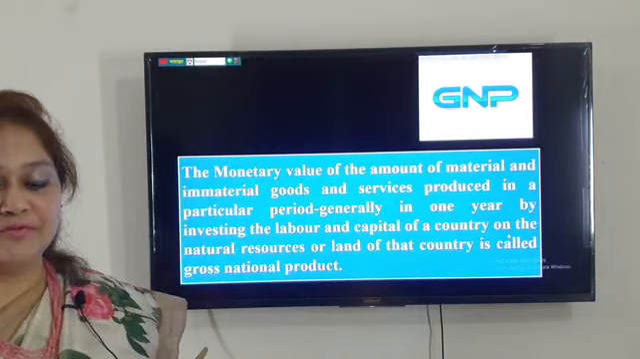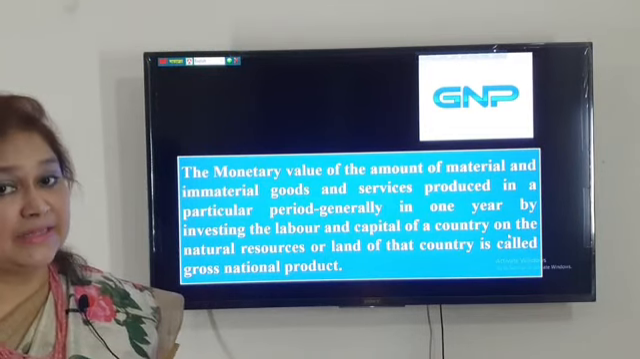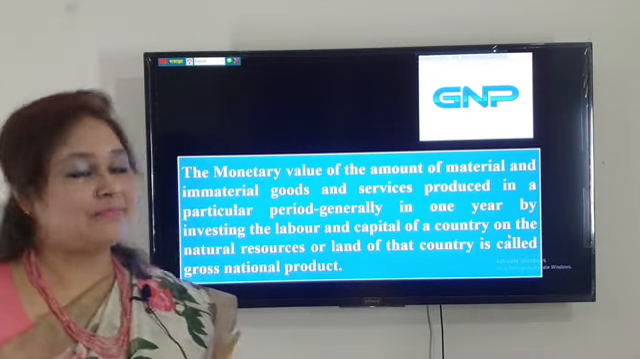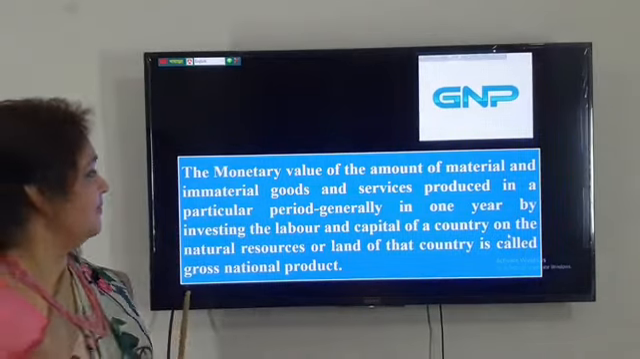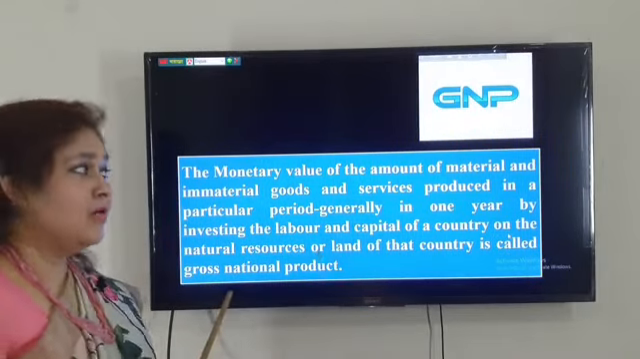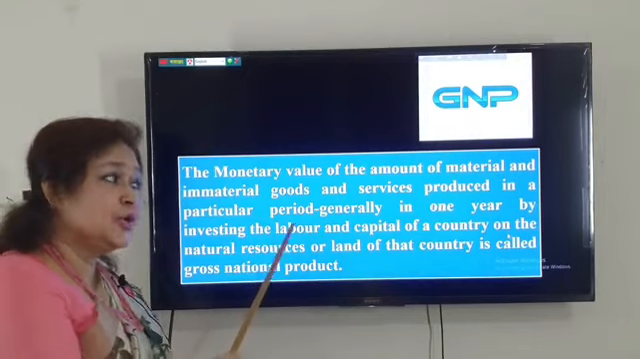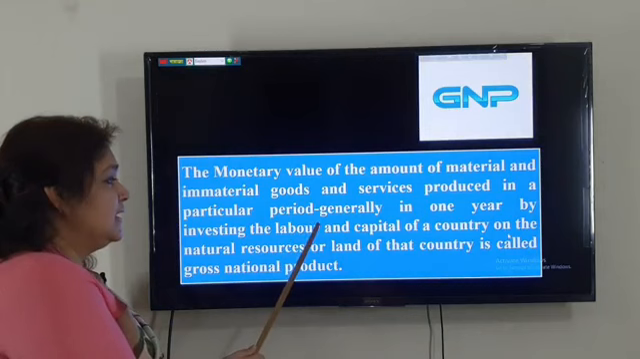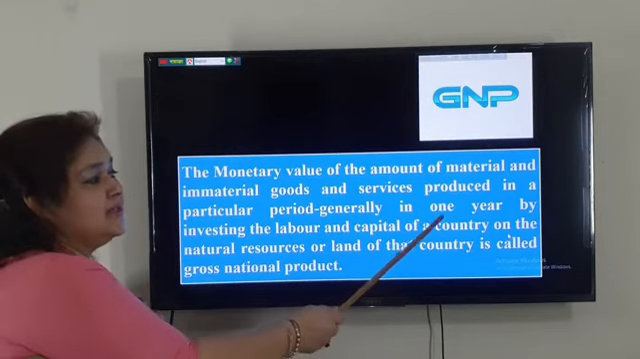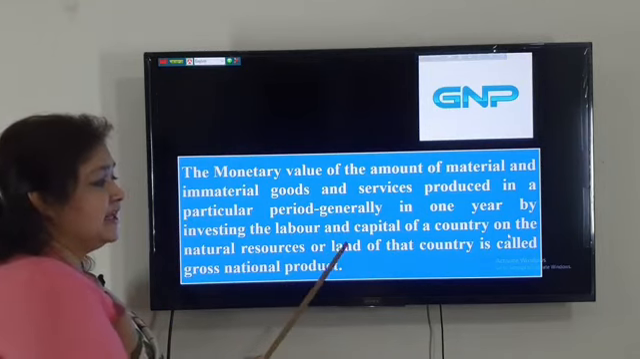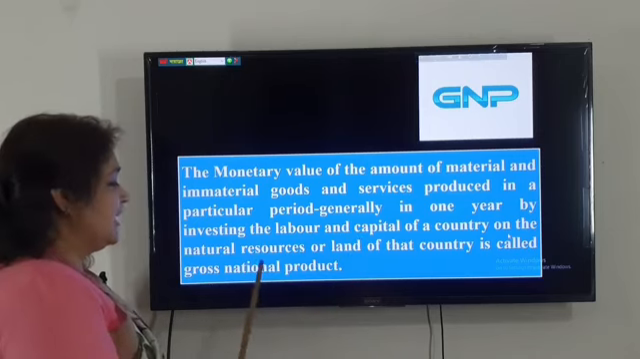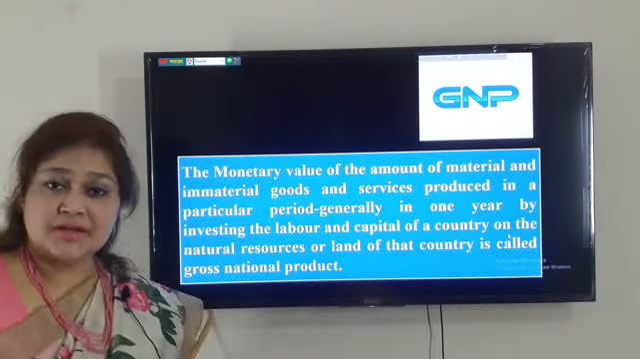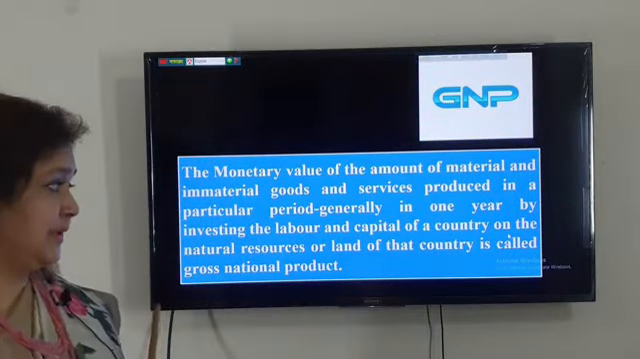Now, the definition of GNP. What is GNP? I think you know the definition. Okay, follow the screen. The monetary value of the amount of material and immaterial goods and services produced in a particular year, generally in 1 year, by investing the labor and capital of a country on the natural resources or land of that country is called gross national product, I mean GNP.